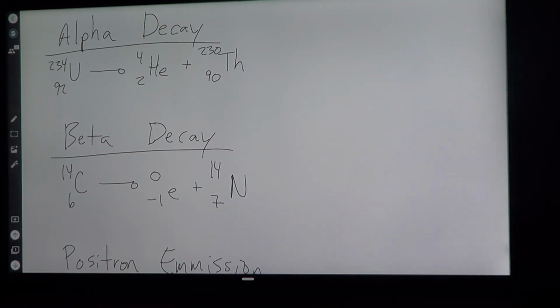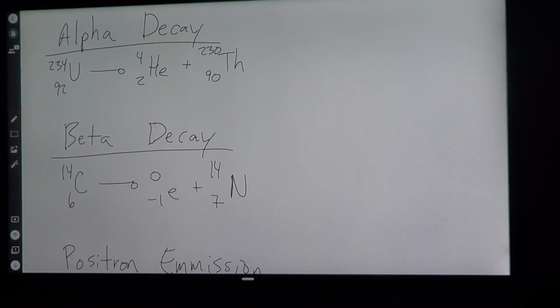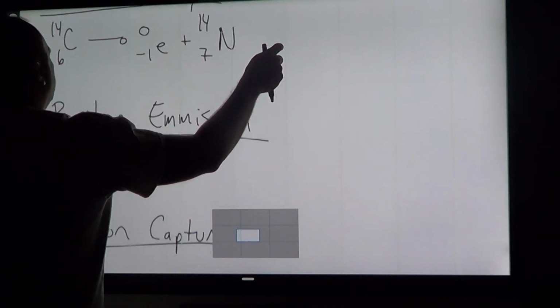So every living organism, once they die, their radioactive carbon starts to undergo beta decay, and that beta decay happens at a constant rate, which we'll talk about next time, and that is how we can determine how old something is. We're going to get into all that math later. We're just trying to review these nuclear equations.